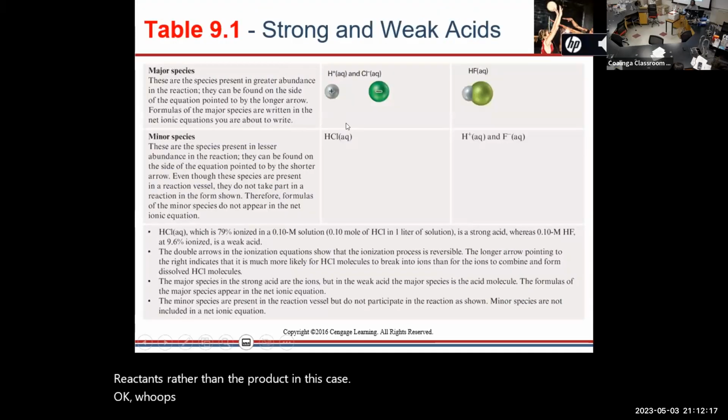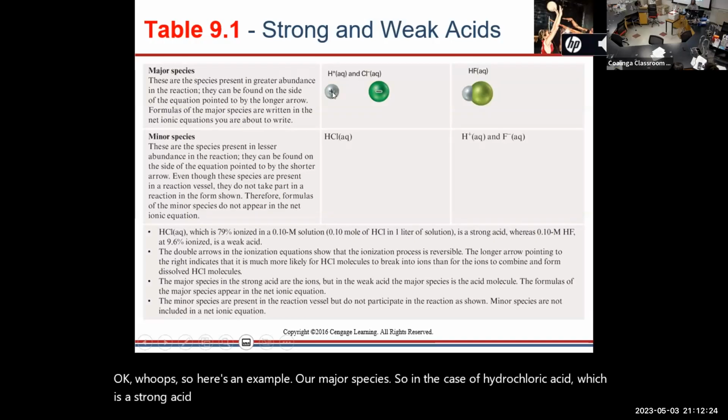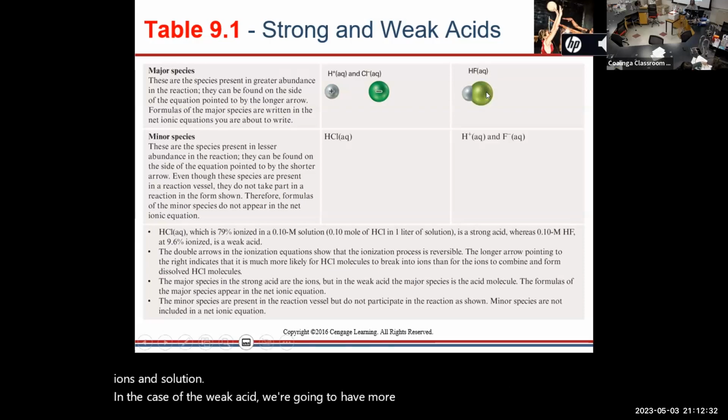So here's an example, our major species. In the case of hydrochloric acid, which is a strong acid, you're going to get almost complete dissociation. So you're going to have more ions in solution. In the case of the weak acid, we're going to have more of the unionized compound in solution.